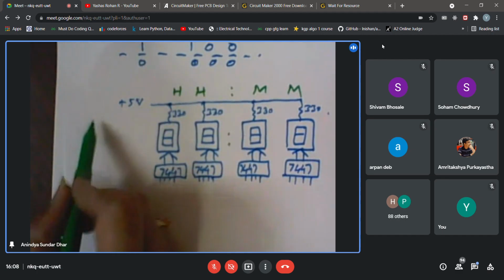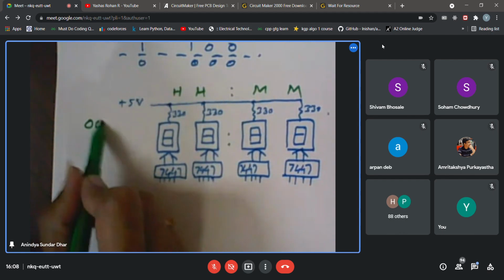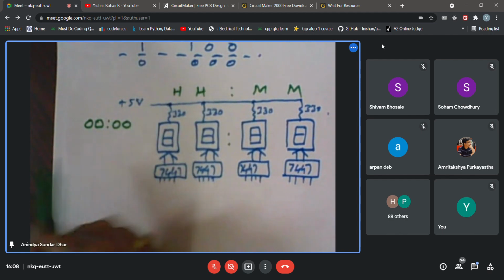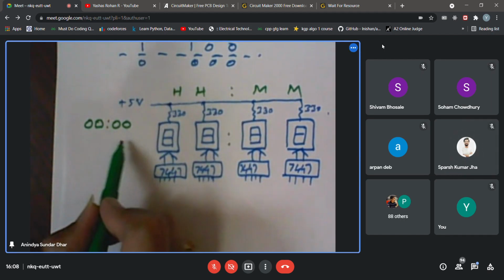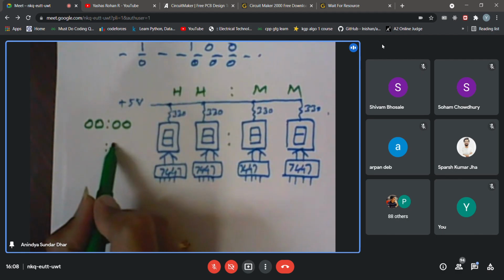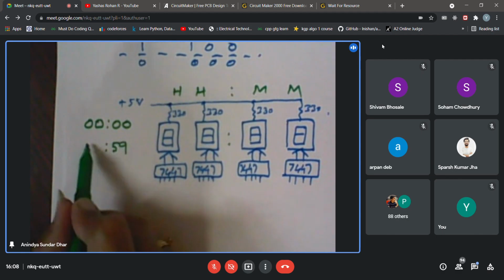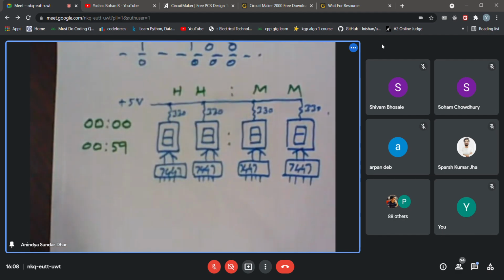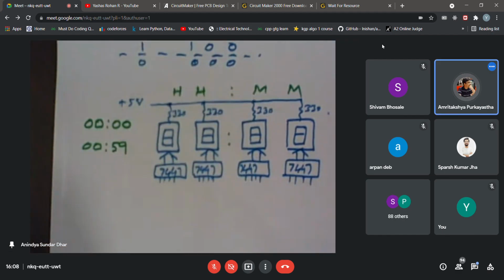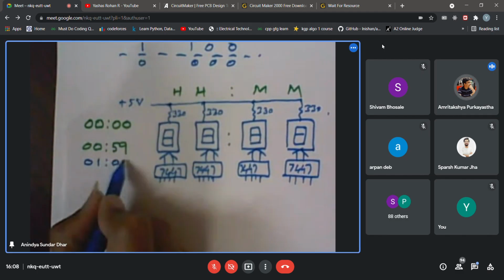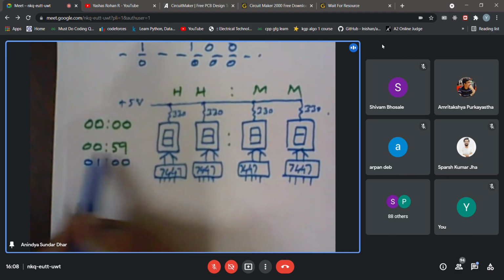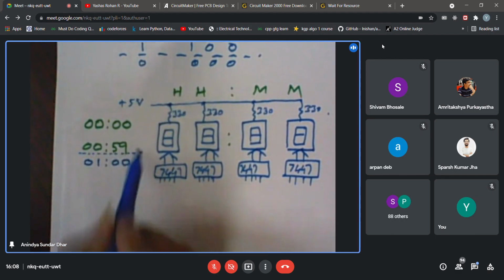For a 24-hour clock, I think it shows 0000, right? When will it show 0000? At midnight, exactly. Then it keeps on counting, but you have to be a little careful that when it reaches 0059, what will be the next state? 0100. Okay.